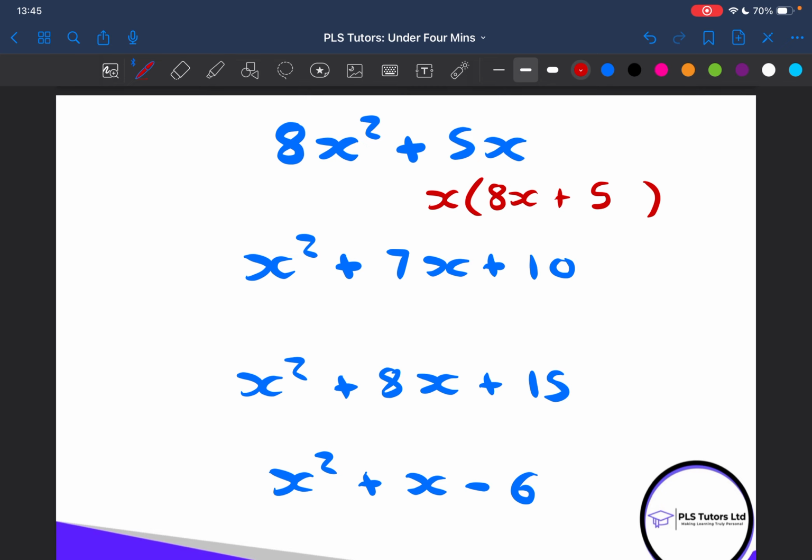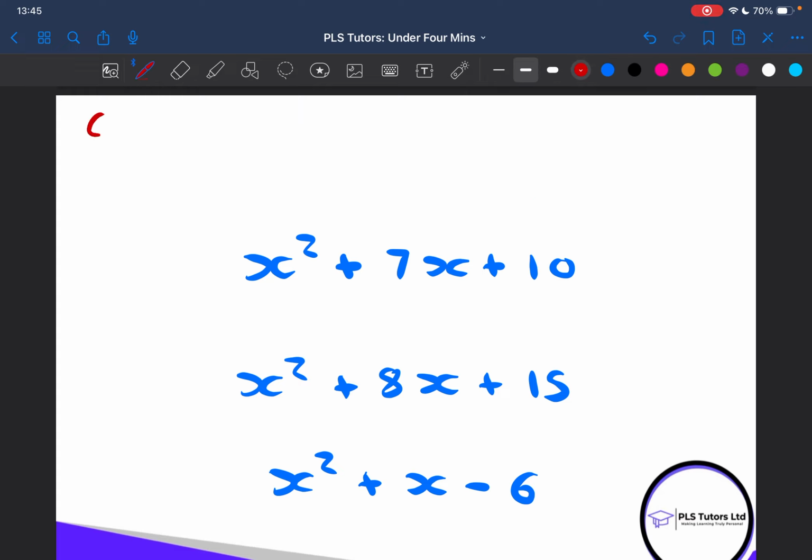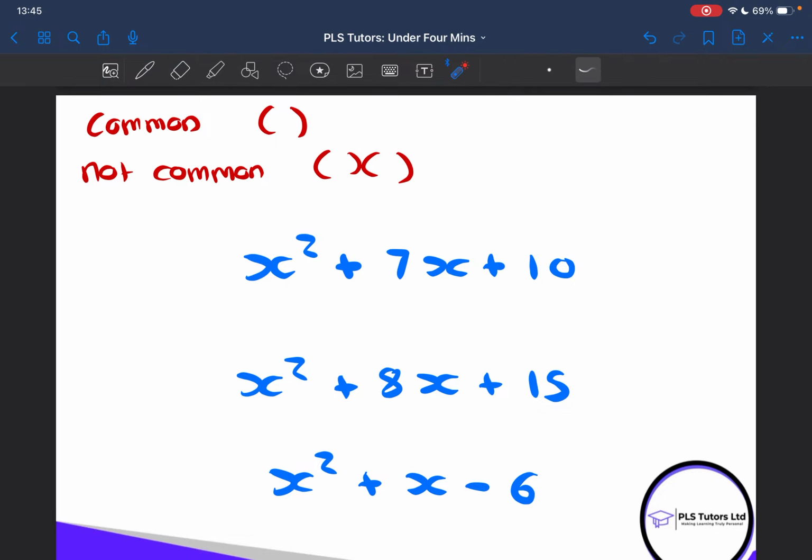However, the last three are a little bit different. So let's write this down. Something in common means you just have one bracket. But where there's nothing in common means you have two brackets. So this one here, there's nothing in common at all. So we're going to use what we call the AM method. We're going to find two numbers that add to 7 but multiply to 10.